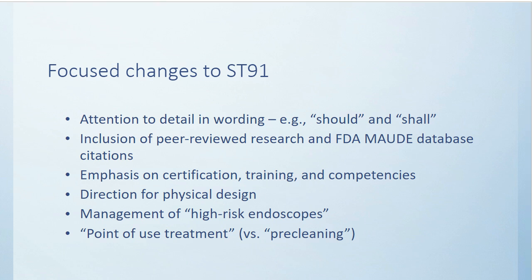We do re-emphasize certification and put a little more wording around that and how we expect or recommend certification for anyone processing scopes and what's required for training and competencies. We included more information on the direction or physical design of the processing area for endoscopes, requiring that unidirectional flow. We have a new term, high-risk endoscopes, which we'll talk about, and management of that new type of scope. Not a new type of scope, but a new classification for those that are considered high risk or are more often associated with outbreaks, have a more complex design, generally harder to reprocess. We're now terming those high-risk endoscopes.